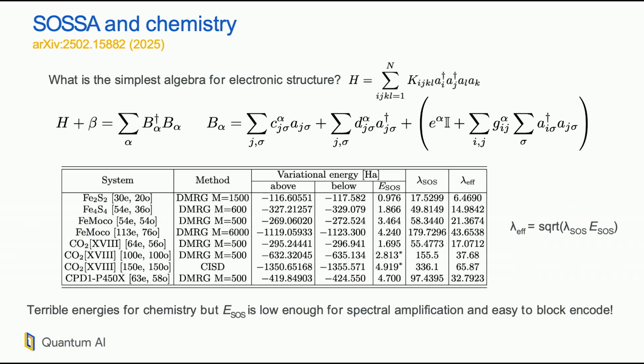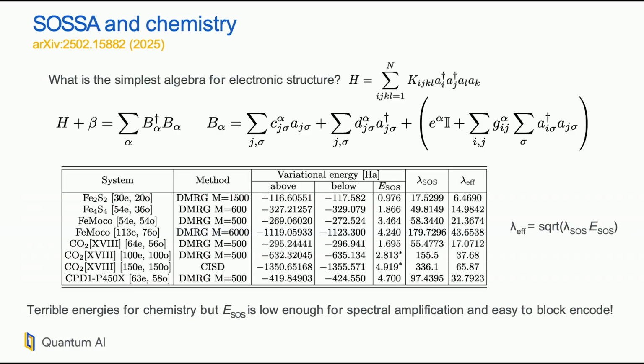In this case, we're looking at a variety of chemical systems that have been used as benchmarks for quantum algorithms over the years. My upper bounds are computed by some wave function ansatz, like modest bond dimension DMRG, and the lower bounds are computed with this sum of squares ansatz that I have here. What's shown in ESOS is exactly this gap, this delta between the lower bound and the upper bound.